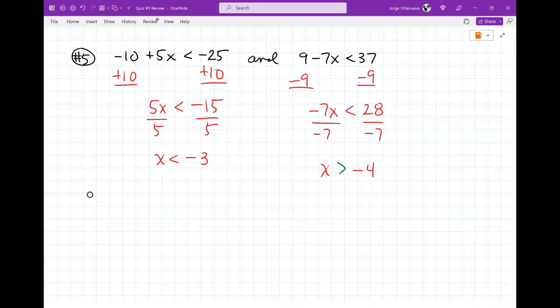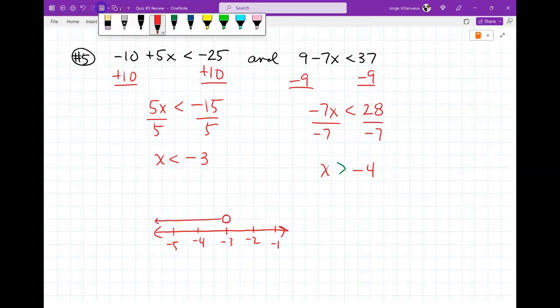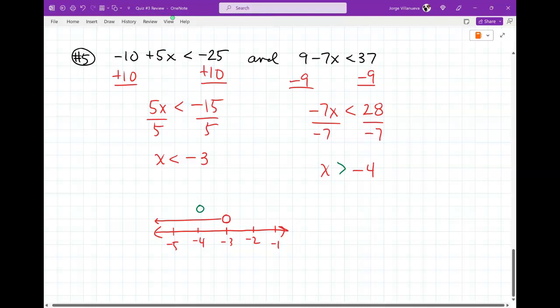Two different answers, -3 and -4. They're both close to each other, so that's kind of nice. I don't have to make a really big graph here. So I'll put a -5, -4, -3, -2, and -1. One of the answers is -3. It's less than, so it's going to be an open circle. And since x is on the left side, I get to follow the arrow, so I go to the left. The next answer is x greater than -4, so I'm going to go to -4 with an empty circle. X is on the left side, which means I can follow the arrow, which is pointing to the right.